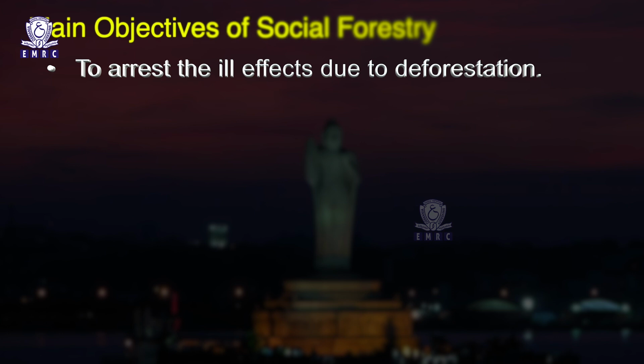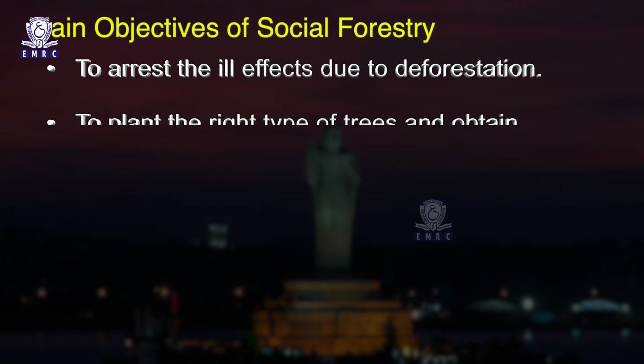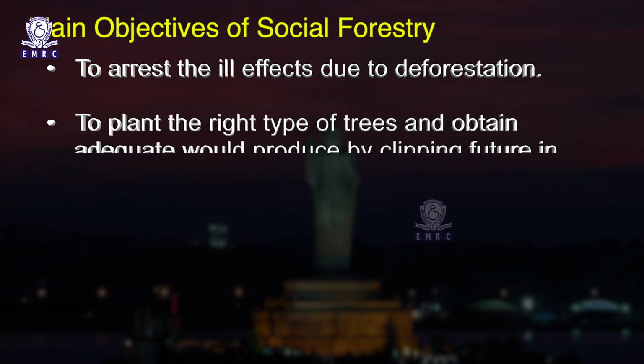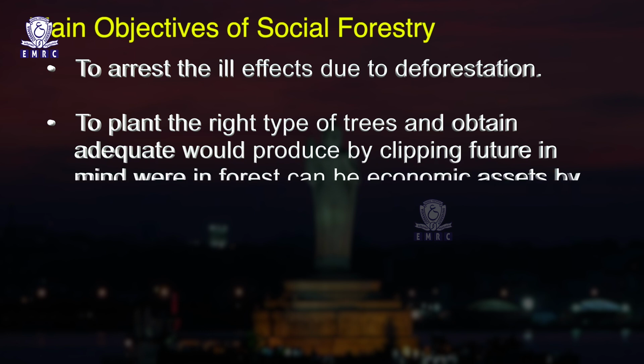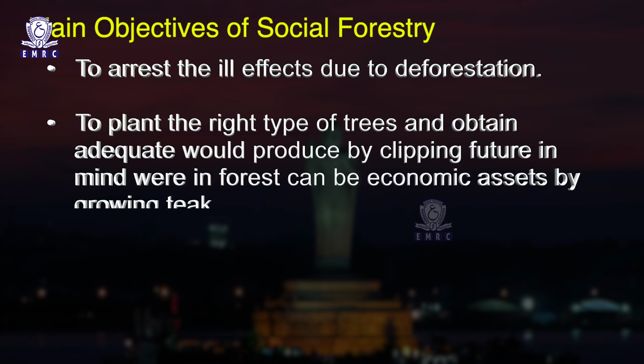The main objectives of social forestry are to arrest the ill effects of deforestation, to plant the right type of trees and obtain adequate wood produce keeping the future in mind, where forests can be economic assets by growing teak. Pure varieties of forest trees are grown in nurseries and then transported to other places to grow as social forestry, free of cost. Resources are surveyed through a few schemes and then developed faster where the grapevine and other such trees are grown.